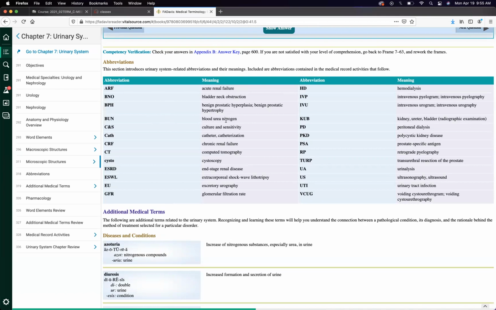BUN, blood urea nitrogen. Remember we talked about azotemia? If I told you the BUN is abnormally increased, guess what? You've got azotemia. CNS, culture and sensitivity. When you have an infection anywhere, what do I have to do? I have to send a sample to the lab to see what kind of infection, that's the culture, and what kind of antibiotics or drugs can kill it. And that's the sensitivity portion of the show.